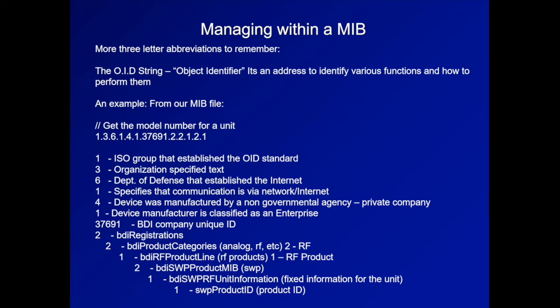There's a registrations folder, that's the 2, and then within that, the next 2 is our product categories. There's analog, RF, etc. In this case, it's 2 because it's an RF product. The next line, you have a 1, BDI RF product line, RF products. Why there's 2, I don't know, but we decided to do that. Then the next one is the SWP product MIB. It identifies that MIB as the correct one to use, and then the next one is the unit information, fixed information for this particular unit. It may come back with a specific model number depending on that number, and then this is the SWP product ID, which is the last one.